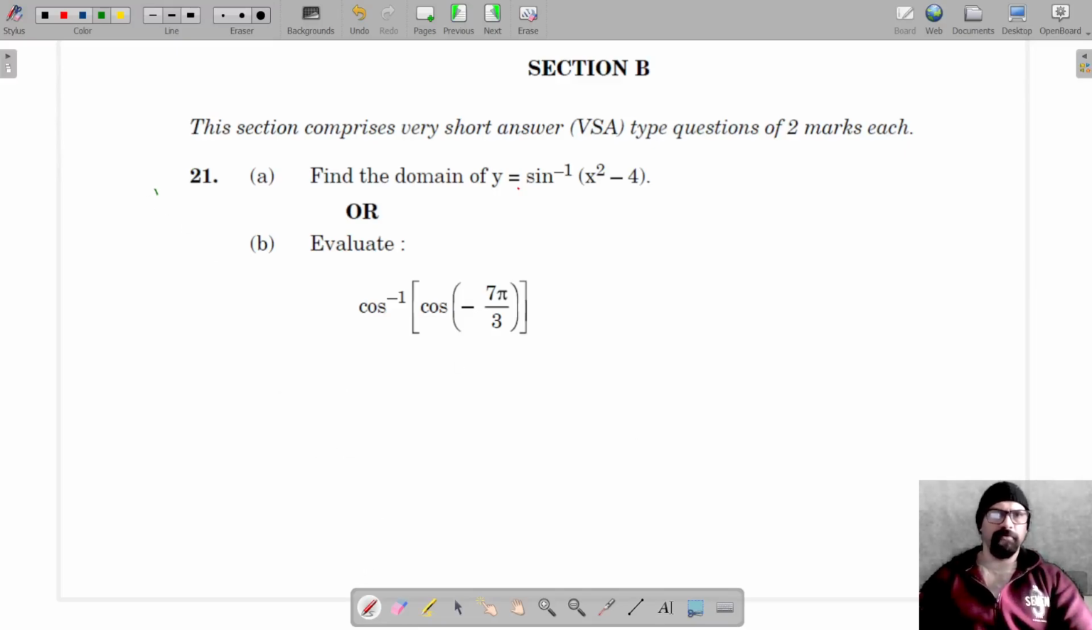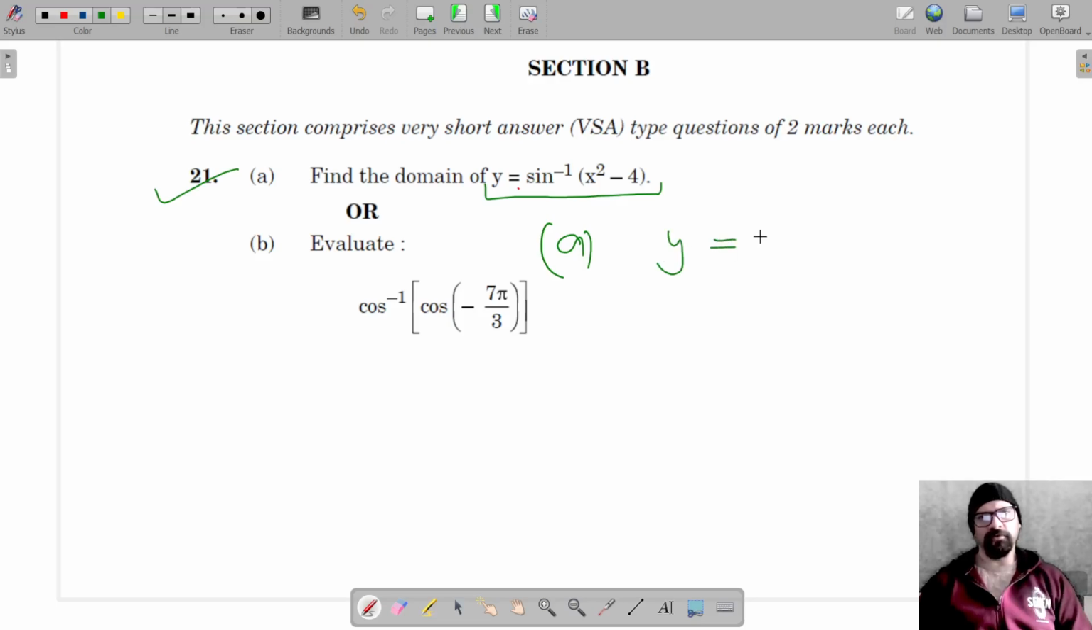Okay, for question number 21, part A, we have to find the domain of y is equal to sine inverse of x squared minus 4. So we know that when y is equal to sine inverse x, then our domain is -1 ≤ x ≤ 1, that is, x is greater than or equal to -1 but less than or equal to 1.